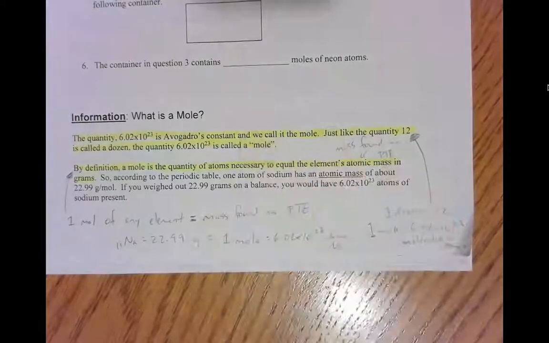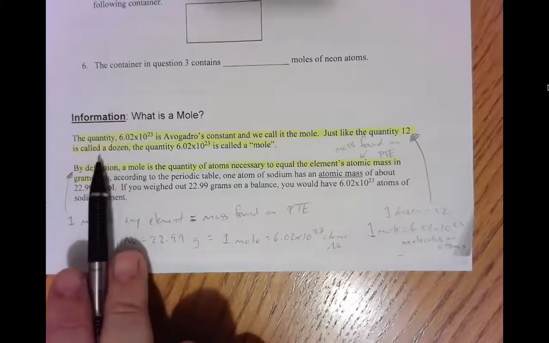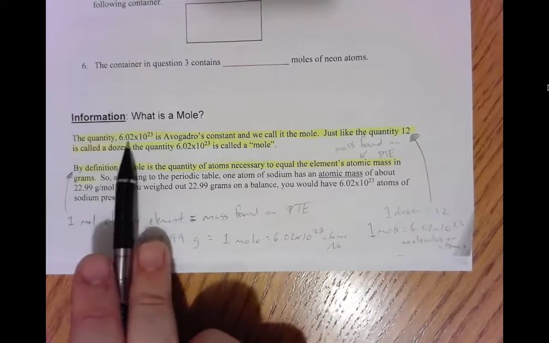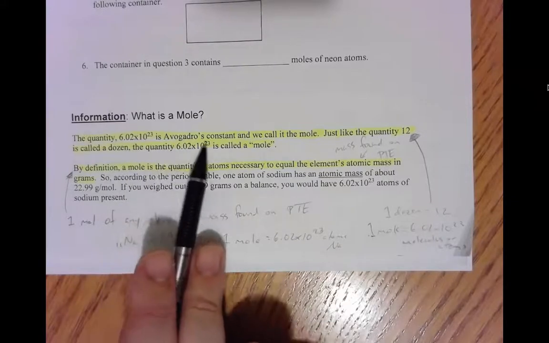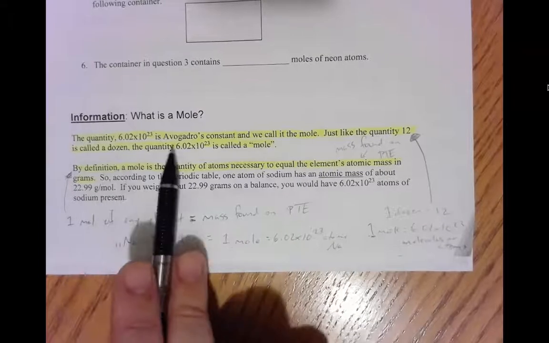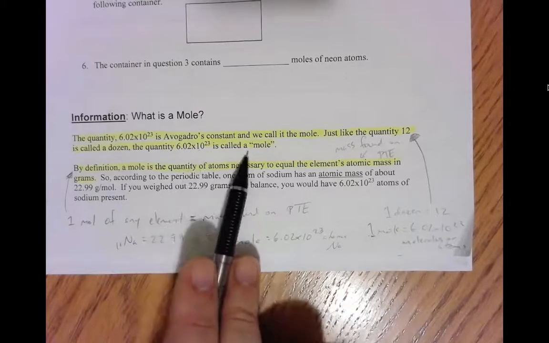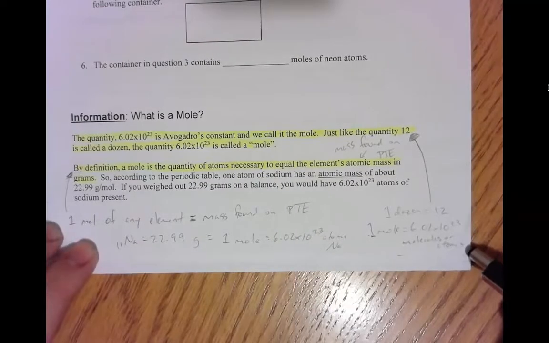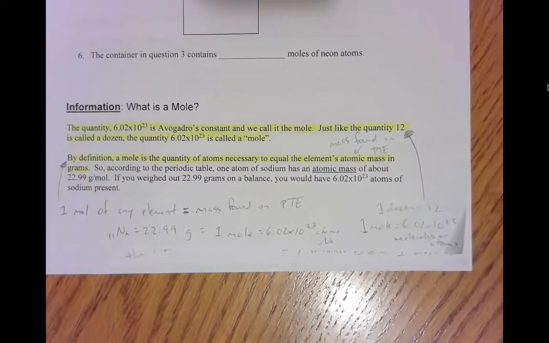Next, we're going to think a little bit more about what a mole is. I already talked about this on the front, but it's so important, we're going to talk about it again. The quantity 6.02 times 10 to the 23rd is Avogadro's constant, and we call it a mole. Just like 12 is a dozen, the quantity 6.02 times 10 to the 23rd is called a mole. And that's what we see written down here. So down here you see 1 dozen equals 12. 1 mole is always going to equal 6.02 times 10 to the 23rd atoms or molecules.